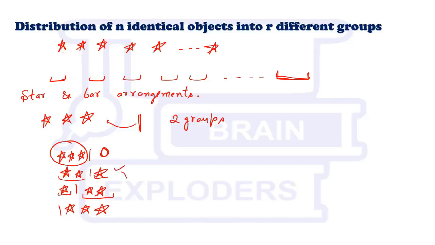And are these cases repeated? Actually no, these two will be treated as different, because we are talking about different groups. Different groups means sequence is important here, so we will not divide by 2 factorial or anything like that. This is how we do it.